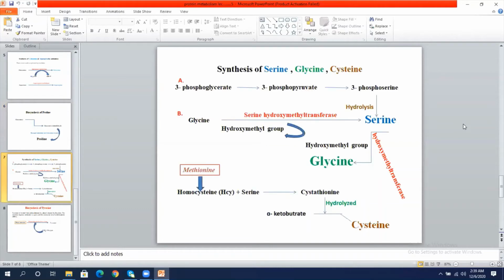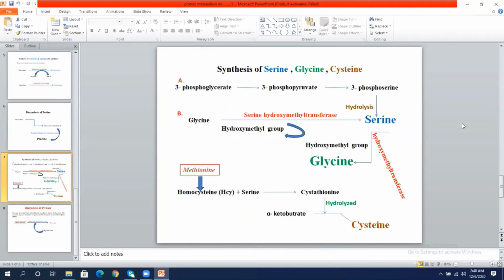In another reaction, synthesis of serine, glycine, and cysteine occurs. When 3-phosphoglycerate is converted into 3-phosphopyruvate, and 3-phosphopyruvate is converted into 3-phosphoserine by the action of different enzymes, these 3 intermediates are formed, and when hydrolysis of 3-phosphoserine occurs, then it is converted into serine.